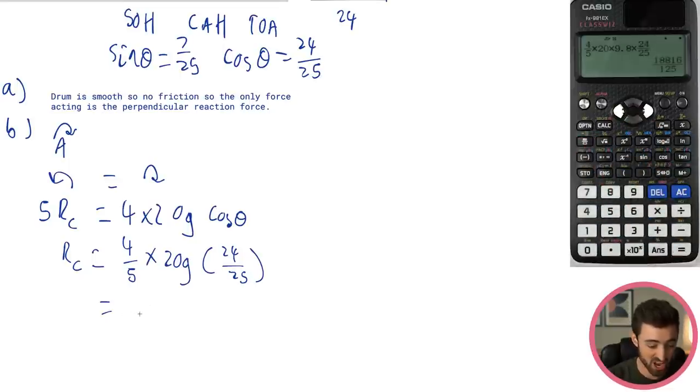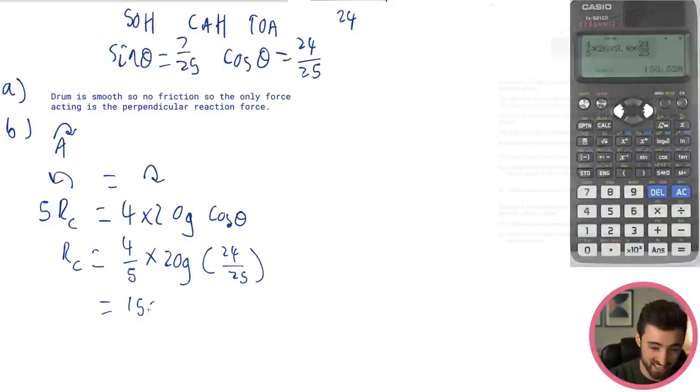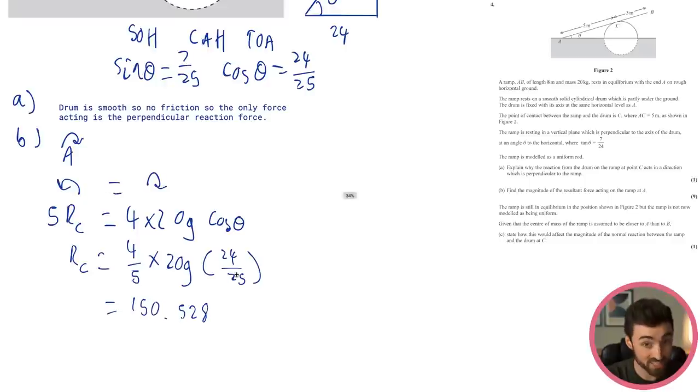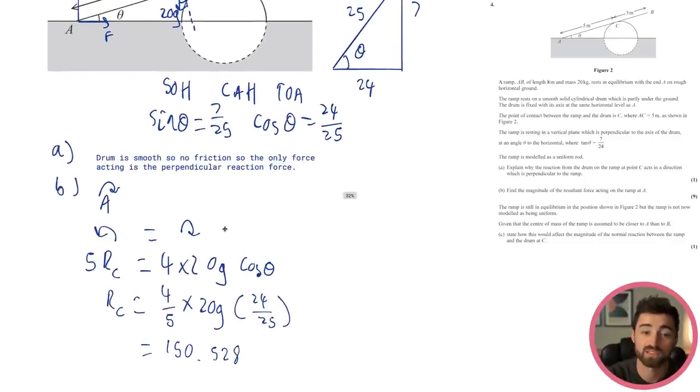Now that's going to get me some dirty fraction. I'm going to put that into a decimal quickly, and that's going to be 150.528. Now that's not rounded, and I'm going to be sure not to round anything before I get to this final answer, and then I can do my rounding. Cool, so we've done our moments and we've got RC from it, so pretty successful so far.